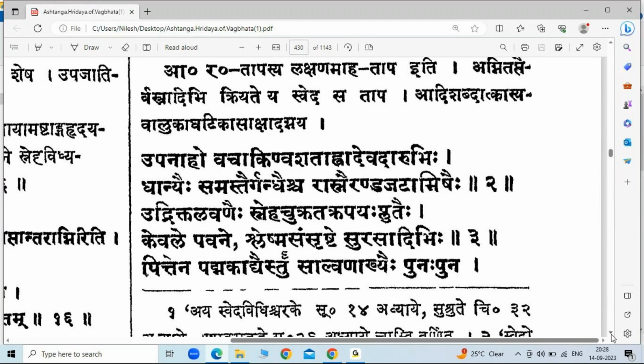Pittena padmadadyestu. When it is pittena samsrishta pavanam, pitta samsrishta pavane.